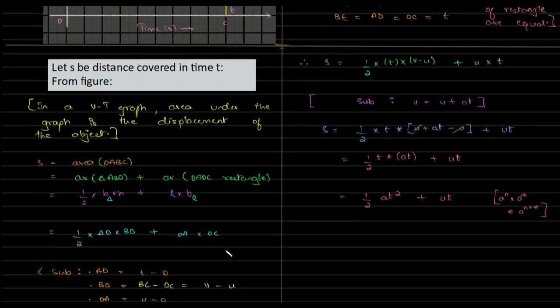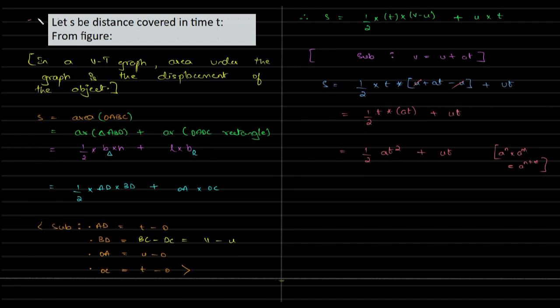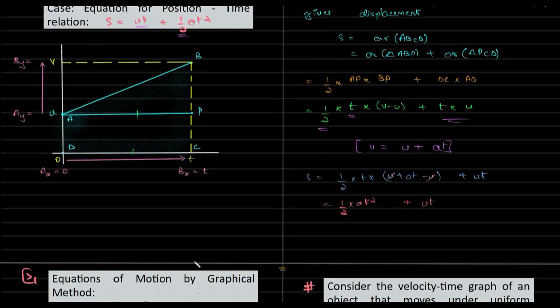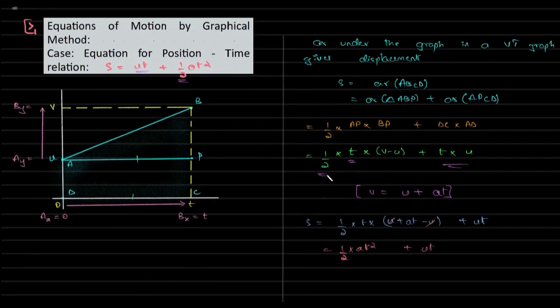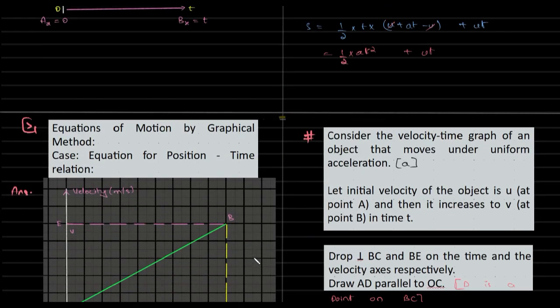And then we'll be talking about it: let S be the distance covered in time t. So from the figure, as in a VT graph, the area under the graph is the displacement of the object. So S is equal to the area of OABC. That could be divided into a triangle and a rectangle, and everything else is whatever we have discussed till now. So this is your write-up and derivation. If someone wants to have any idea taken from here, you can do so now, and this would be your exam answer.